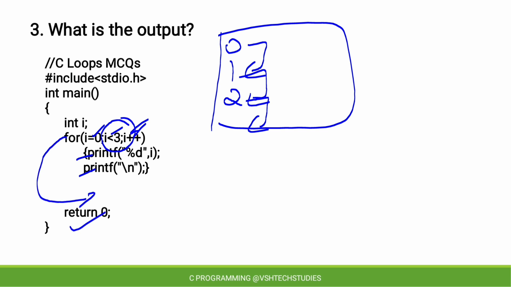So the next instruction is end of program. And hence on the monitor we have 0, 1, 2 being printed, each in different line. Okay. Hence if you see two multiple choices here, which is the correct option? C is the correct option. Okay.